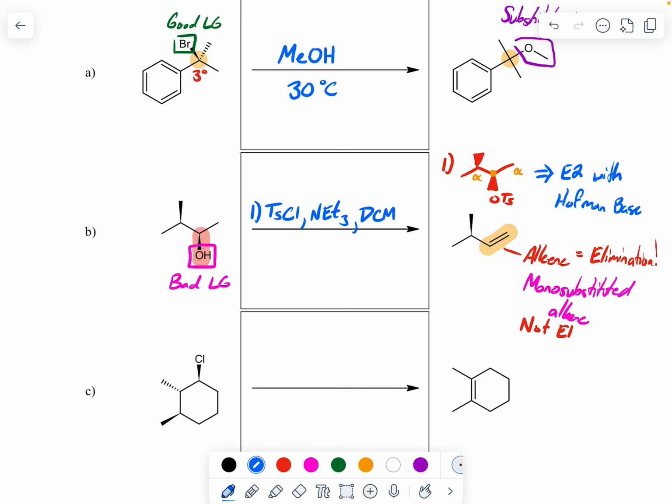Because remember, the Hofmann product is the one that is the least substituted alkene. So a Hofmann base, we know, has to be very bulky. So let's go ahead and choose that and actually write down our conditions. So for the second step, we need a strong, bulky base to do this E2. In this example, I'm going to say let's use tert-butoxide.